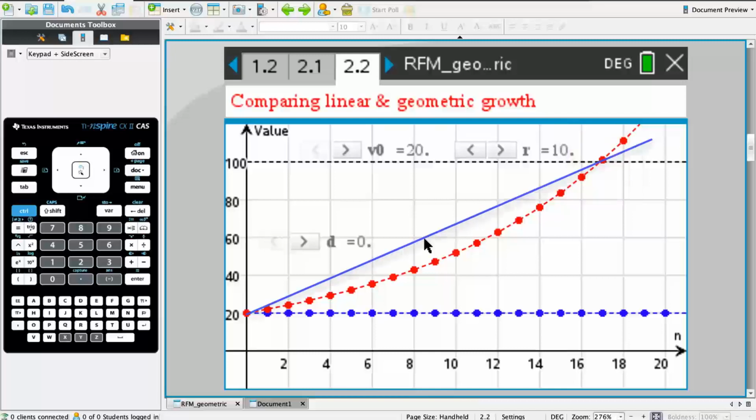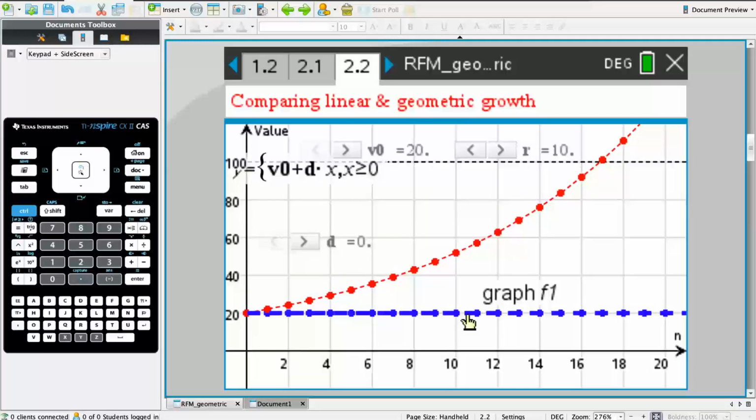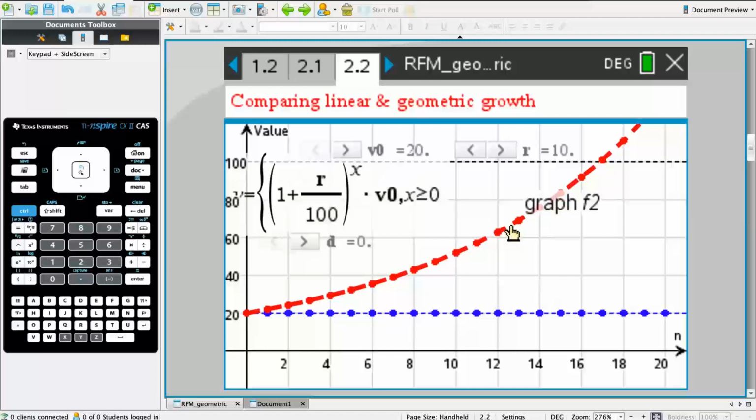So I don't know, hopefully you can see this, but if I click on here, you'll see the rule that's given there, which is the linear rule. V0 plus D, where D is the amount that it changes each year. X is the variable that they've used, but we mean n. And in the other one, you can see that it's a geometric rule. It's our direct rule for a geometric sequence.